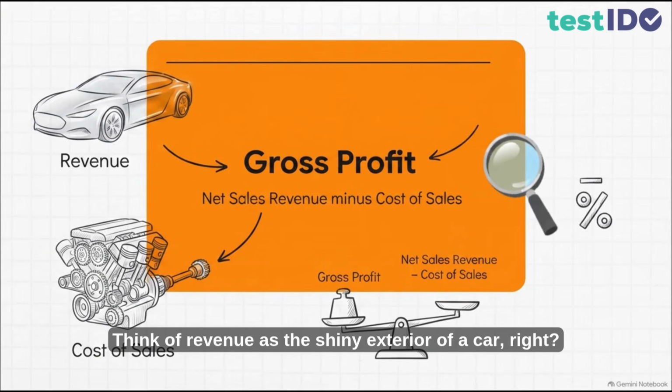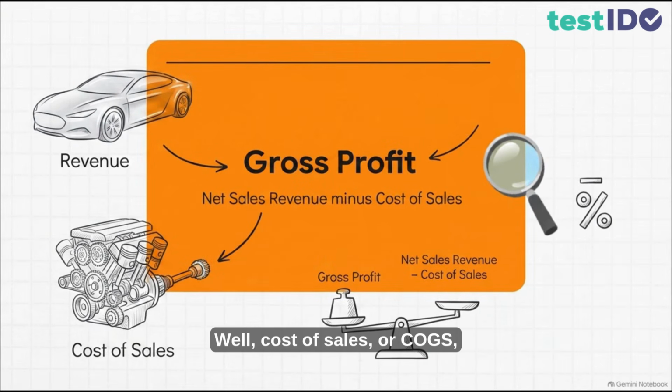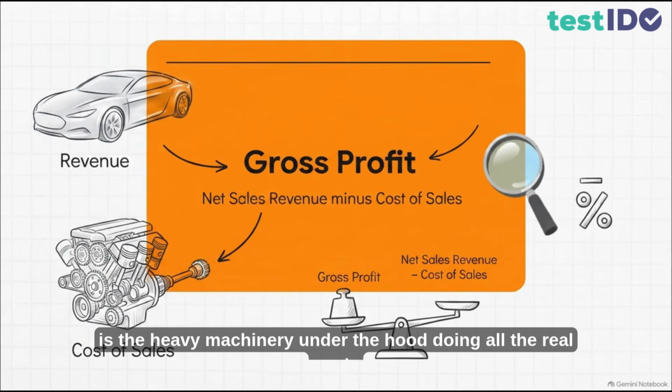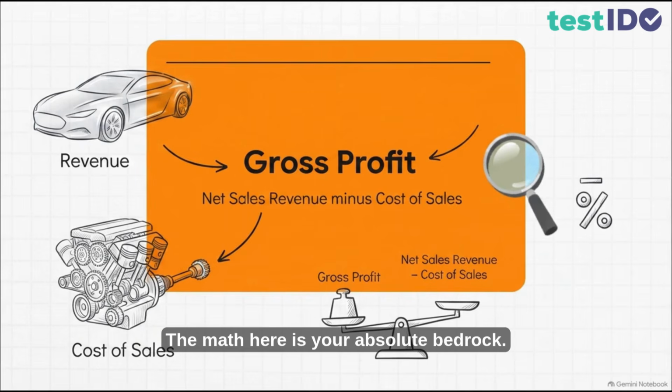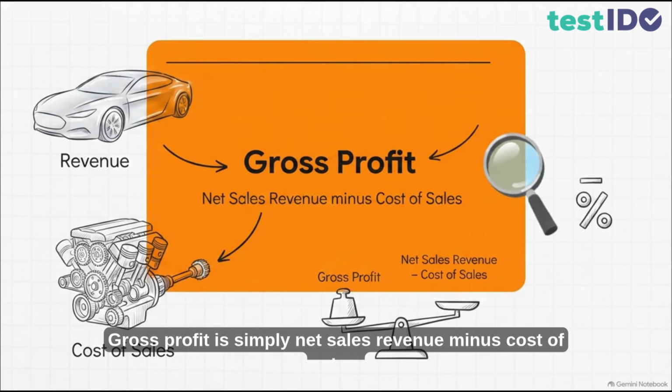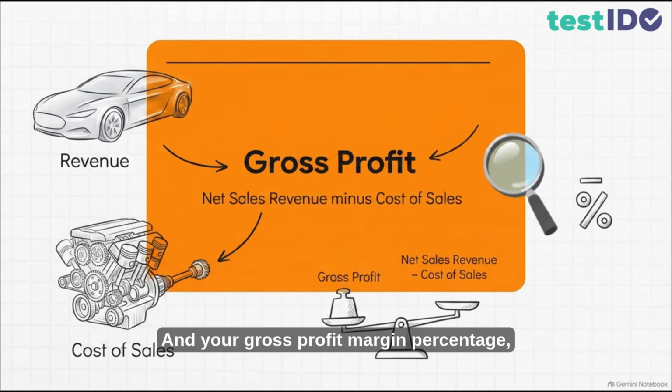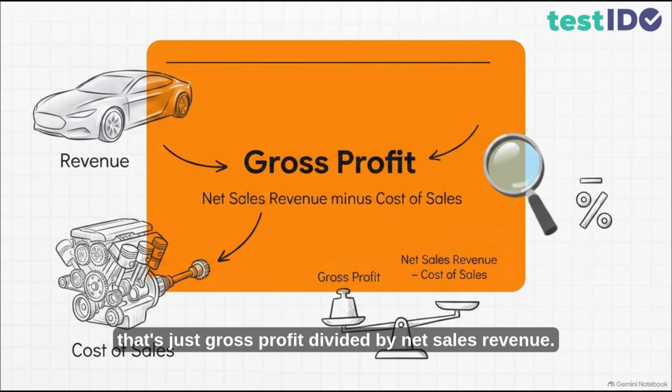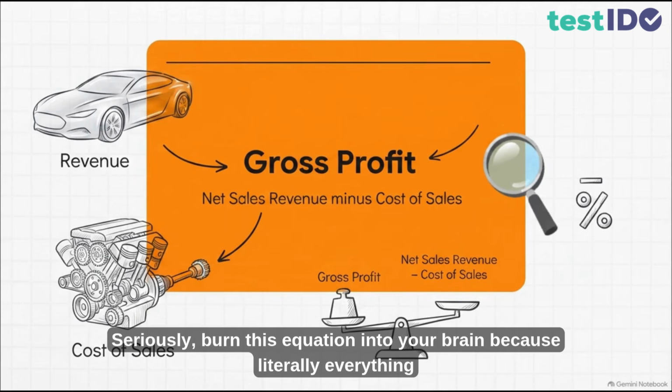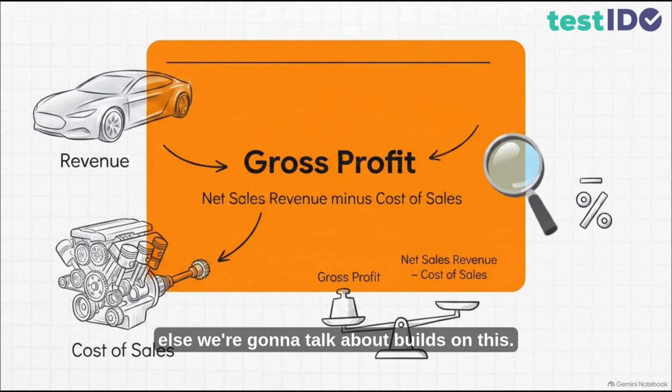All right, part 1, the big picture of COGS. Think of revenue as the shiny exterior of a car, right? Well, cost of sales, or COGS, is the heavy machinery under the hood doing all the real work. To analyze it properly, we always pair it with gross profit analysis. The math here is your absolute bedrock. Gross profit is simply net sales revenue minus cost of sales. And your gross profit margin percentage, that's just gross profit divided by net sales revenue.